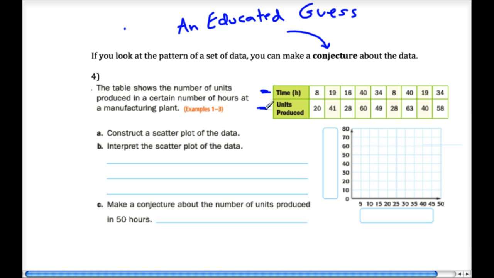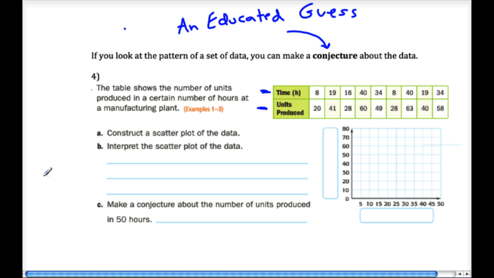Who knows what they're making? Back in my day, they always called them widgets. You guys ever heard of a widget? Yeah, some made-up thing. I don't know what they are. It's just a thing. I like widgets.